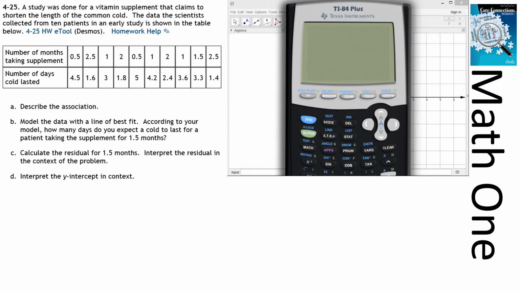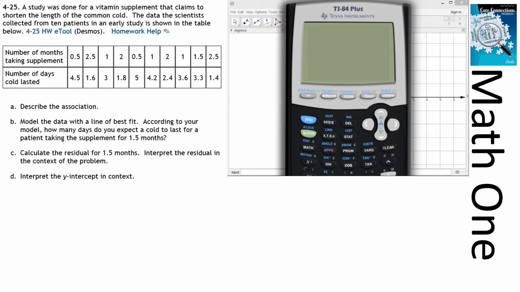A study was done for a vitamin supplement that claims to shorten the length of the common cold. The data the scientists collected from 10 patients in an early study is shown in the table below. So you can see there are several things that we're asked to do in parts A, B, C, and D.